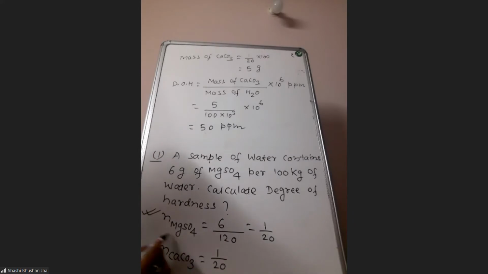So the number of moles of all the compounds present in hard water, whether it is magnesium sulfate, magnesium bicarbonate, calcium bicarbonate, or calcium chloride, is equated to the number of moles of calcium carbonate. Suppose you have 1 mole of calcium chloride in some hard water, then you have to write that the number of moles of calcium chloride is 1, or the number of moles of calcium carbonate is 1. The number of moles of calcium chloride will be equated to the number of moles of calcium carbonate, and from there we calculate the degree of hardness. Now, write another question.